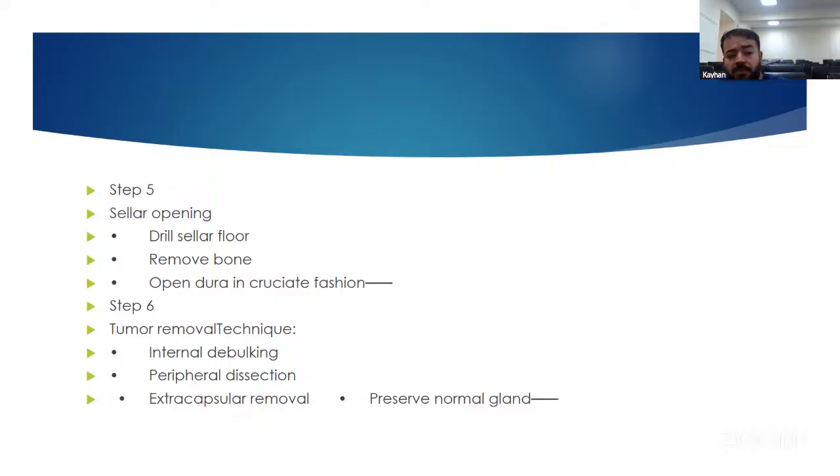Internal debulking of the tumor, and then peripheral dissection, and then extracapsular removal to preserve the normal gland. The normal gland has a very good color. Experienced surgeons can identify the normal gland color, the anterior pituitary gland and the posterior pituitary gland. What color is this? It is a normal whitish, brownish, or grayish color. It is too difficult to identify the gland structure, but the tumor can be identified very easily.